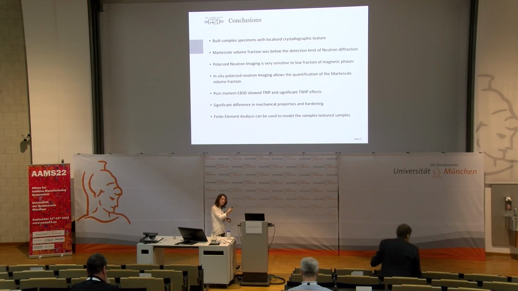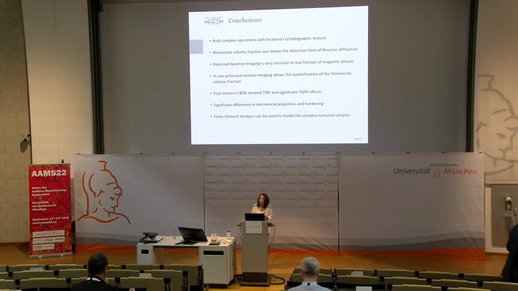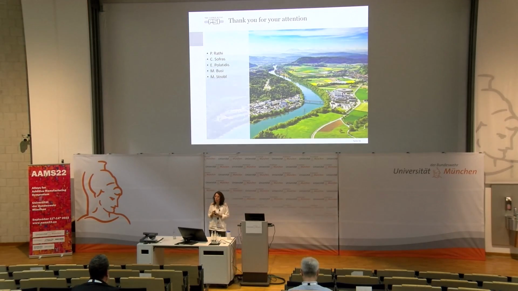But also, going straight to my conclusion, we built complex specimens with local crystallographic texture, and the volume fraction that we have after the deformation was really low, below the limit that neutron diffraction could extract, so we went to a different technique, which is polarized neutron imaging. By doing this, we can clearly quantify the magnetic volume fraction with spatial resolution. The post-mortem EBSD showed a significant TRIP effect. And also, we now have a model with finite element analysis that could be used to create more complex structures. So with that, I really thank you, all my collaborators, and your attention.